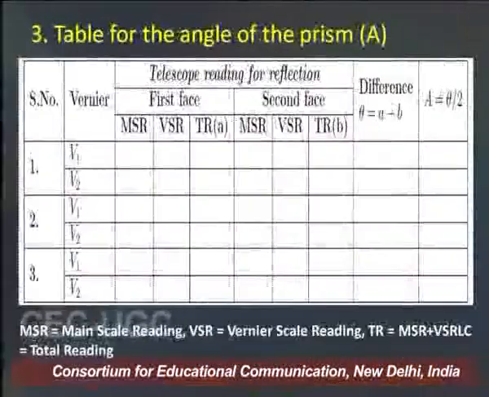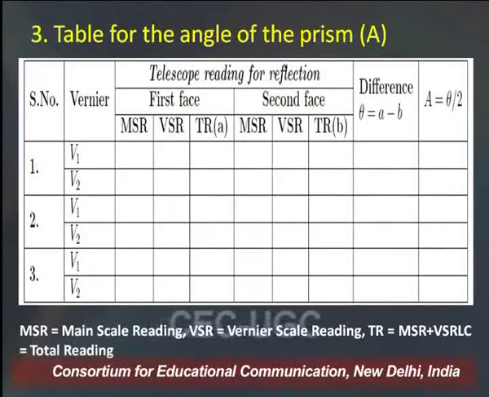Now you see the table for the angle of the prism A that we will calculate. Here we see the vernier scales V1 and V2, and both the readings we will calculate. Its main scale reading, its vernier scale reading, then we can calculate the total reading.